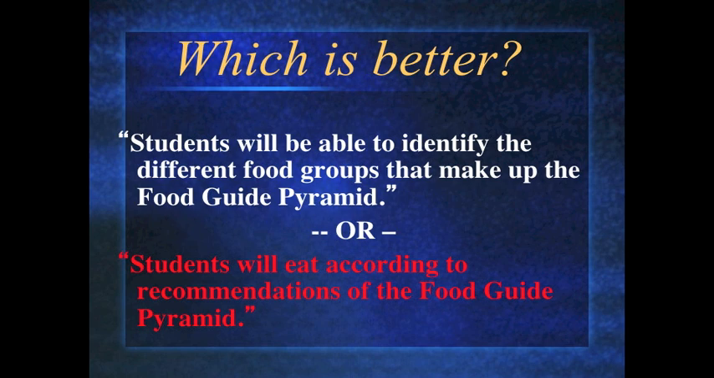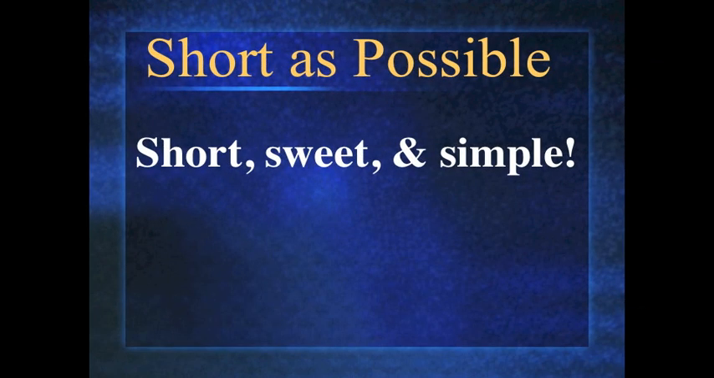Identifying the different food groups is good, and maybe that would be a good objective, but again, for the overall goal, you need to decide what you ultimately want your students to do. What behavior do you ultimately want them to adopt as a result of your lesson? Short as possible, an overall goal is meant to be short, sweet, and simple.